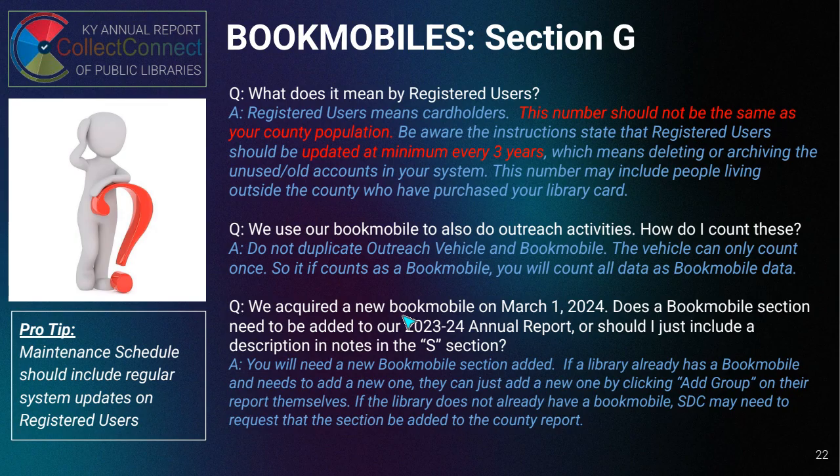We acquired a new bookmobile on March 1st, 2024. Does a bookmobile section need to be added to our 23-24 annual report? Yes. March 1st is several months before the end of fiscal year 24, so you will need to include a new group and add that bookmobile information. Yes, it will be open fewer weeks. That's expected with a new one or one bookmobile that's been off the road for maintenance or other reasons.